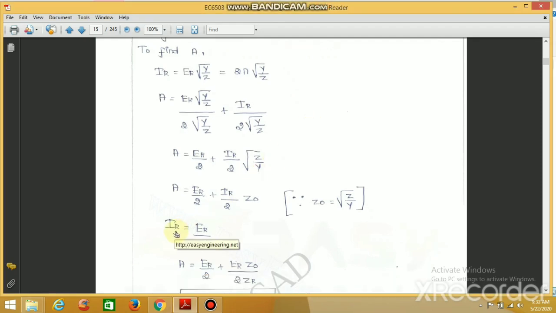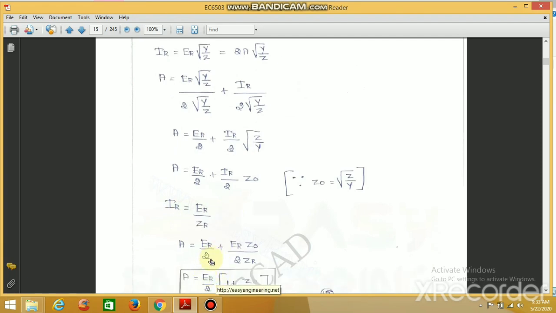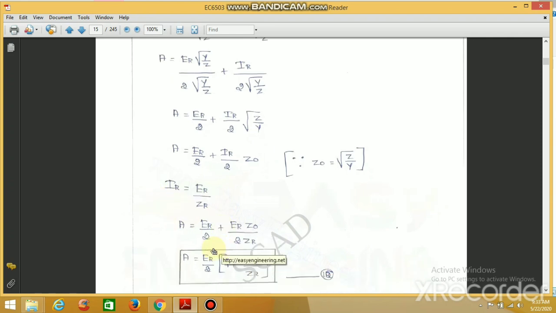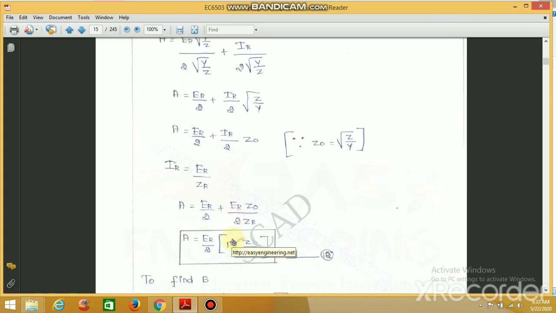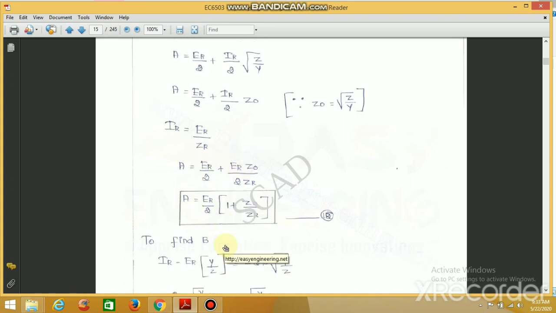So IR is equal to ER by ZR. So you'll be getting A is equal to ER by 2 plus ER Z0 by 2ZR. By substituting IR is equal to ER by ZR, you will be getting A is equal to ER by 2 plus ER Z0 by 2ZR, and A can be calculated by taking ER by 2 outside. You will be getting 1 plus Z0 by ZR. So A is equal to ER by 2, 1 plus Z0 by ZR.